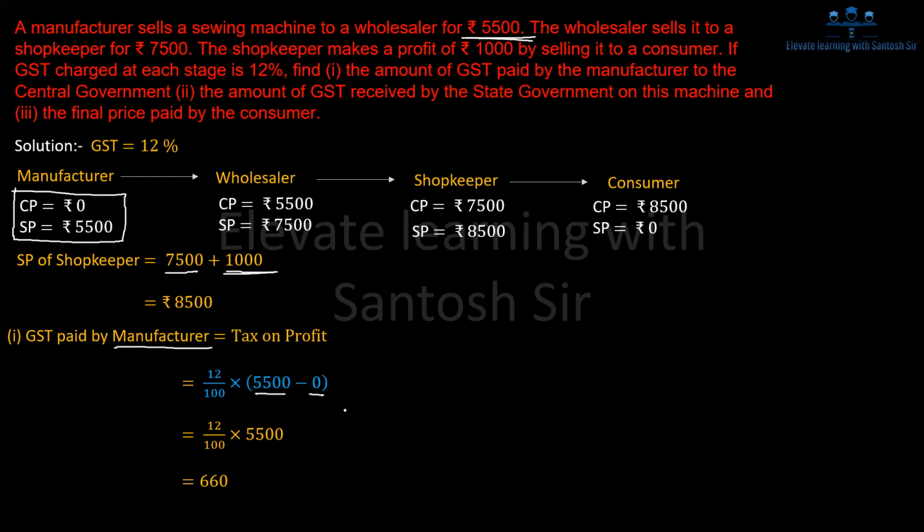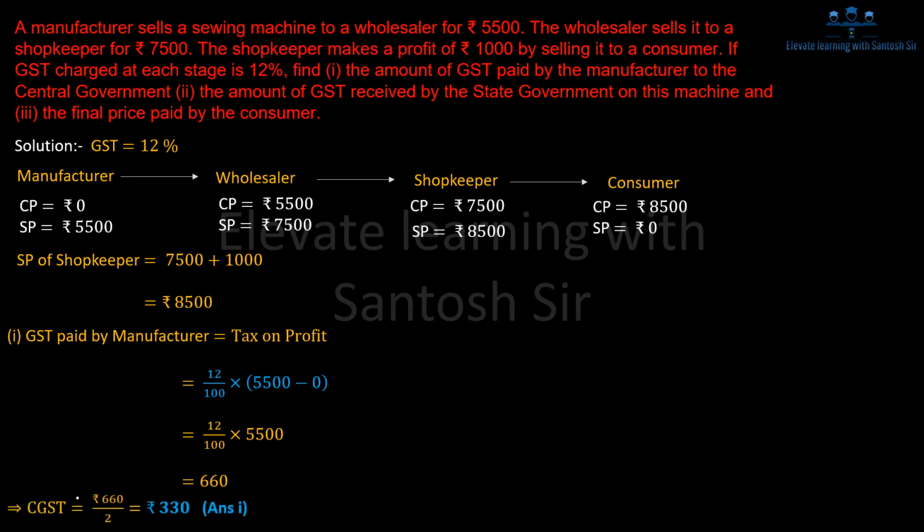Basically they are asking us CGST over here. We know that whatever GST is paid, it is shared equally by the central and state government. So we can say that CGST is nothing but 660 divided by 2, which is nothing but rupees 330. This is the answer for the first part. Let's move to the second part.